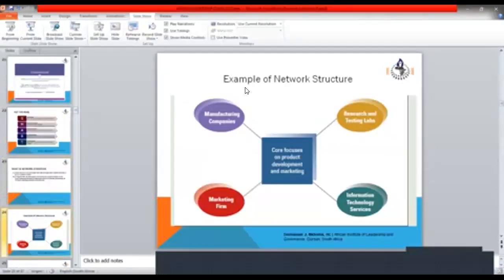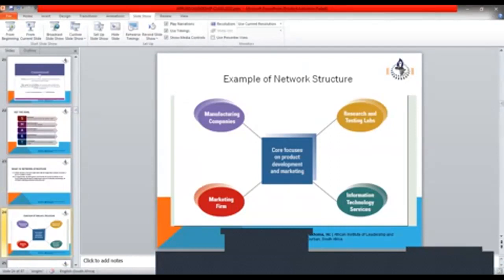An example of a network structure, which I will show you at some point, is a manufacturing company, then a marketing firm, a research lab, and then information technology, which is IT. All that can be working together as one company.